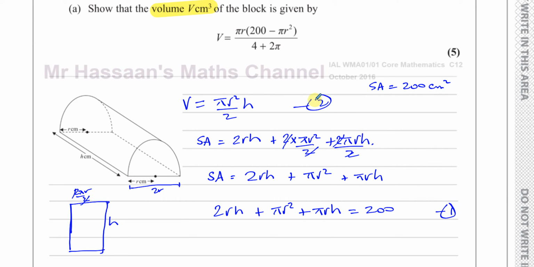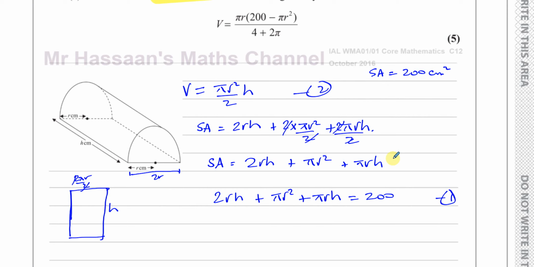All right, so there's an equation here and there's an equation here. I have to combine them together somehow. How do I combine them together? Well, look at what we've been asked to show. There's no h in this equation, but here there is an h in it. How do I get rid of the h? Well, I take this equation.